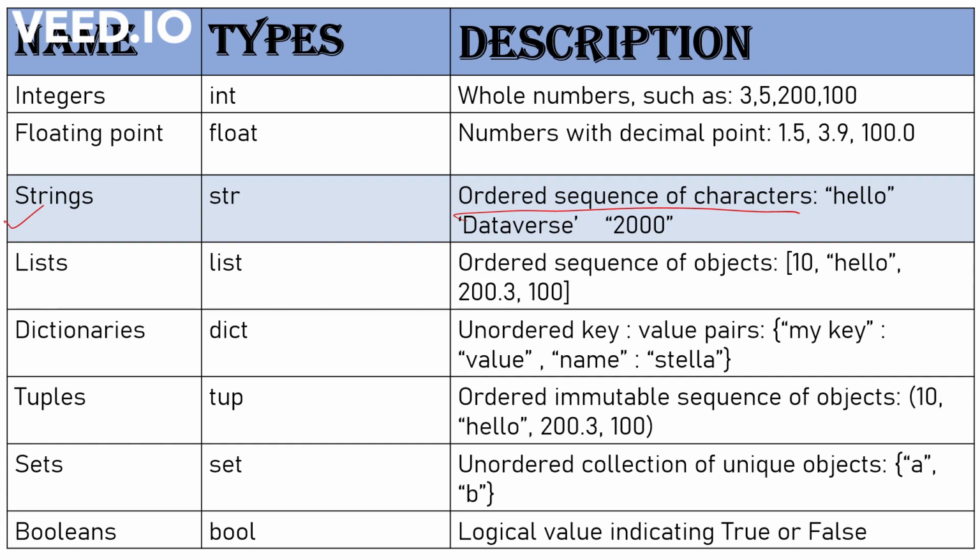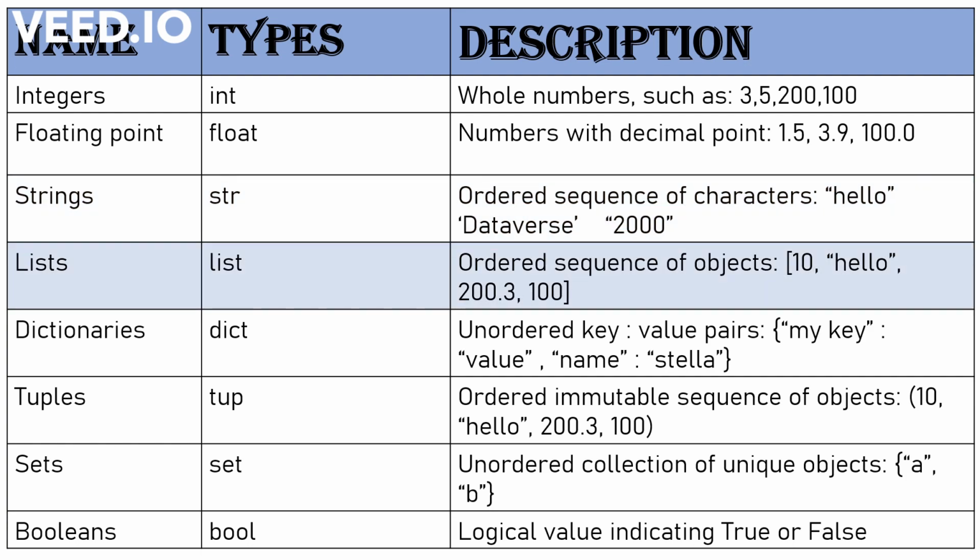The most important thing is that strings are an ordered sequence of characters inside double quotes or single quotes. So you can see here hello in double quotes, Dataverse in single quotes, and we have the digits 2000 inside double quotes. That makes a string. That's no longer an integer because it is enclosed in double quotes. That's why.